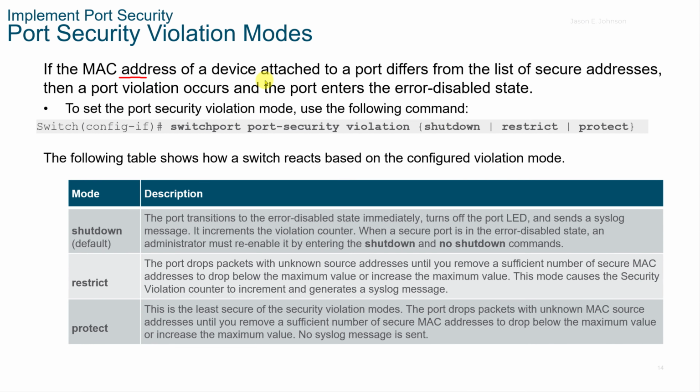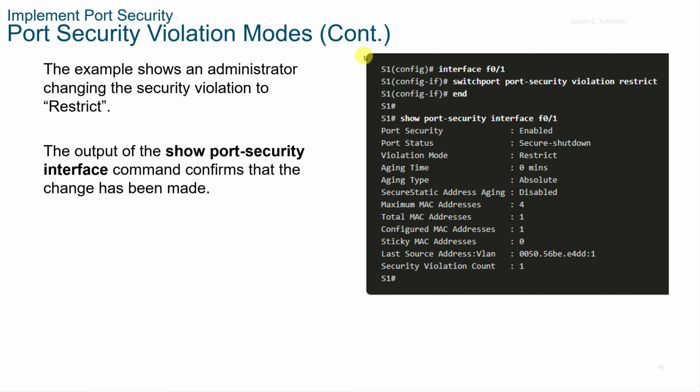If the MAC address of a device attached to a port differs from the list of secure addresses, then a port violation occurs and the port enters the error-disabled state. And this is the command here: switchport port-security violation. And you have either shutdown, restrict, or protect. In the example on the right here, it shows the administrator changing the security violation to restrict, and then the output of show port-security interface confirms that the change has been made.